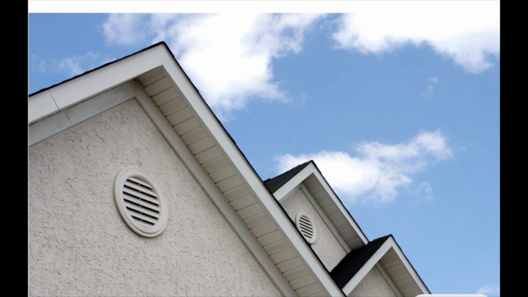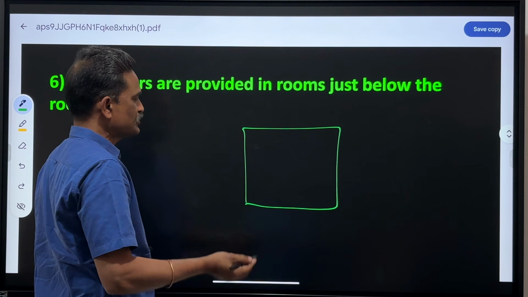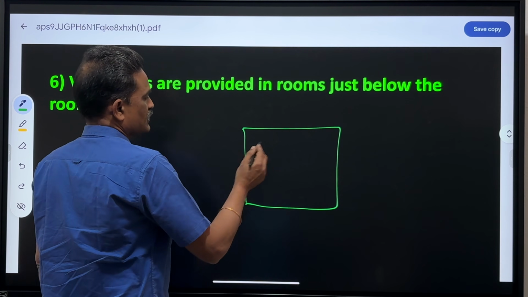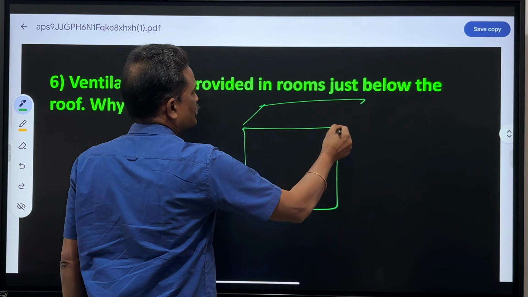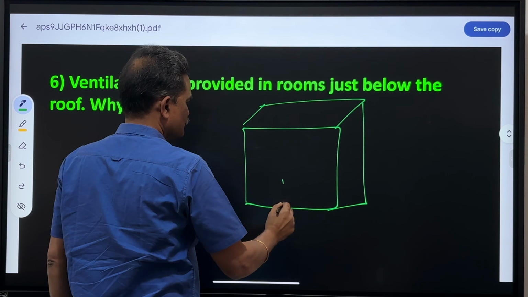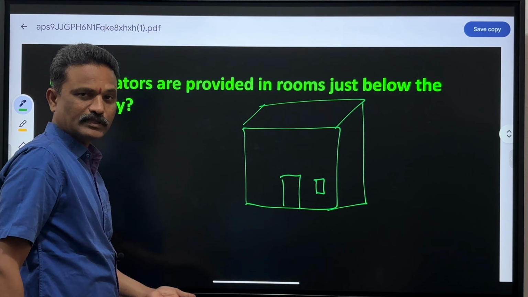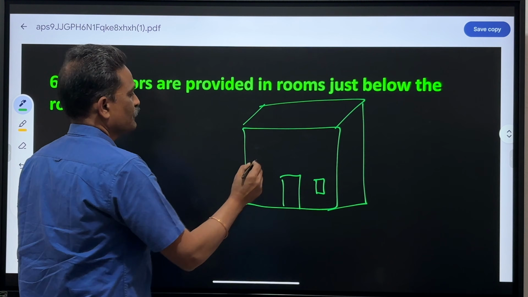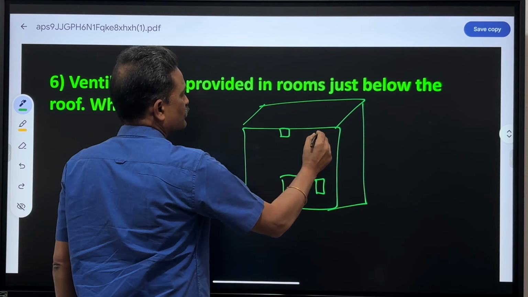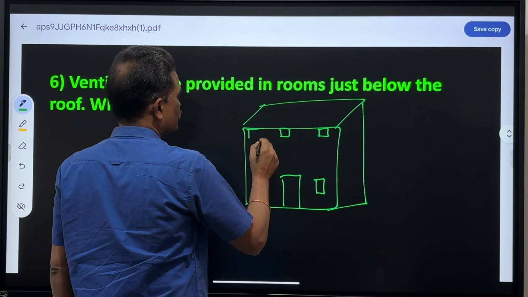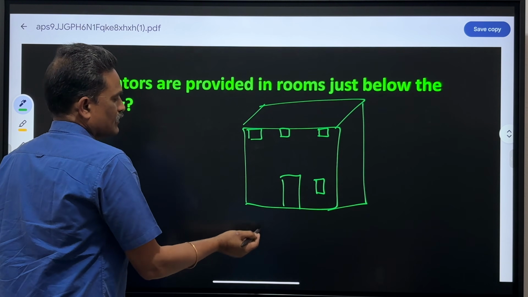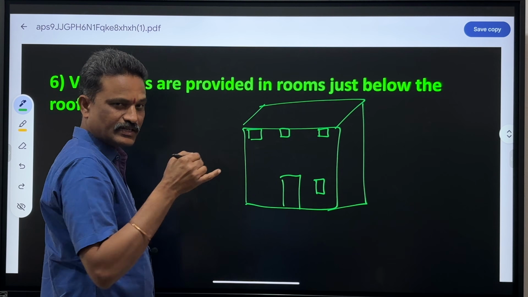Why? Nowadays nobody is having ventilators in the rooms of their houses. I don't know why. Suppose this is a room, consider it as a room. For this room, you will find the windows and doors in the bottom area, and you will find ventilators very near the roof, just below the roof. Why? The hotter air has got less density.